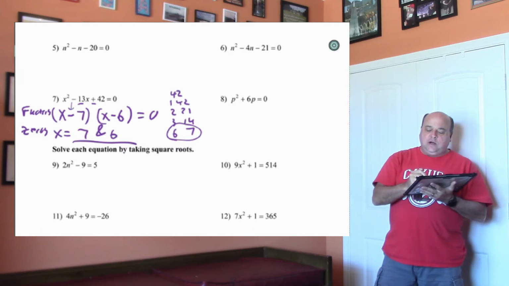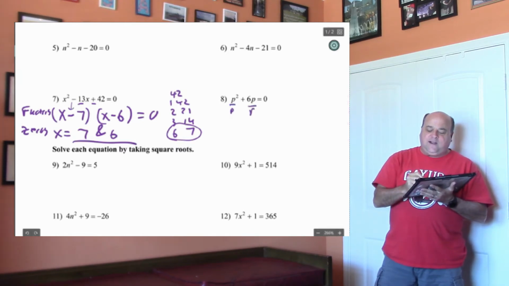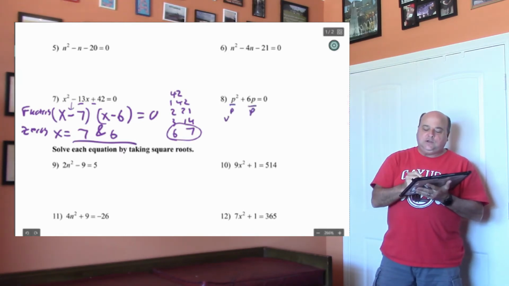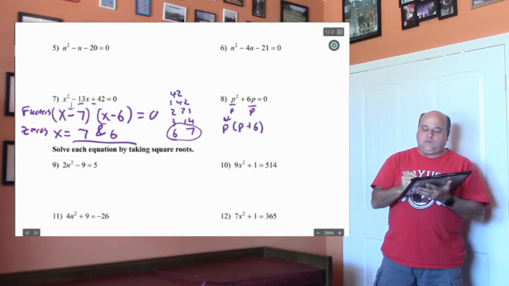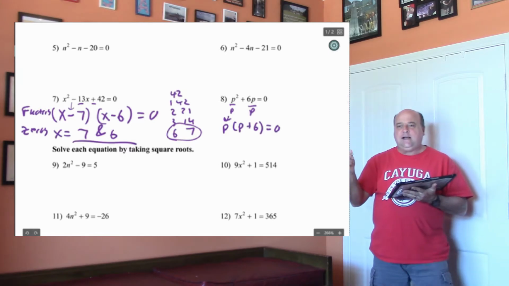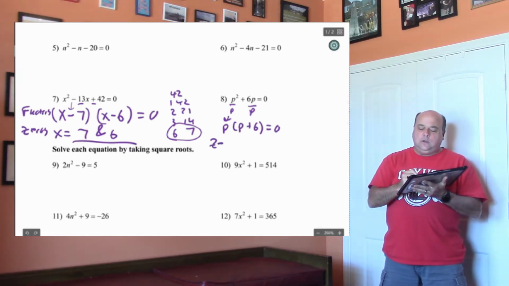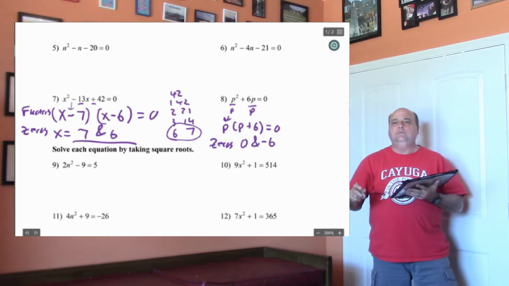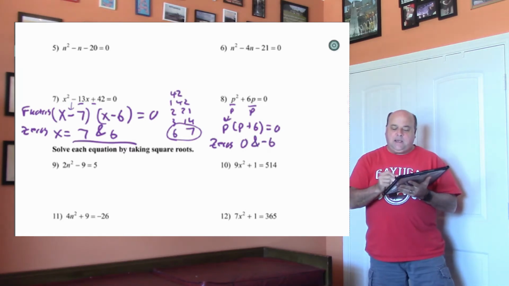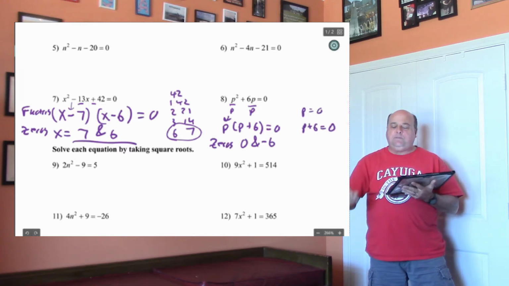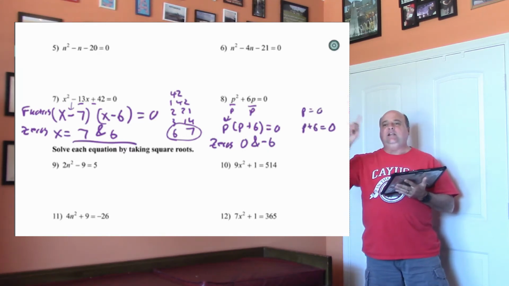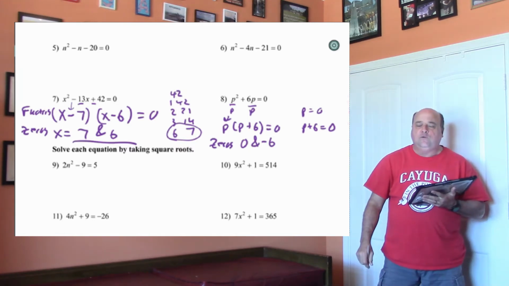Okay? Let's do number 8. On number 8, we could factor out a GCF. So I'm going to factor out a p and just divide. I'll get p plus 6, won't I? These are my factors. So the zeros would be 0 and negative 6. If I take out my p, p equals 0 and p plus 6 equals 0. That's basically what you're doing. You're setting each factor equal to 0 and solving for the letter.